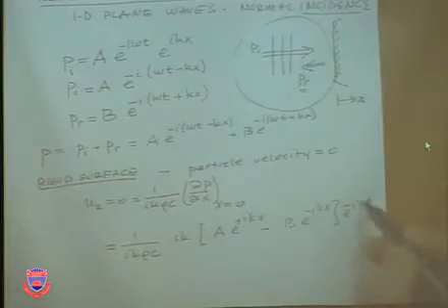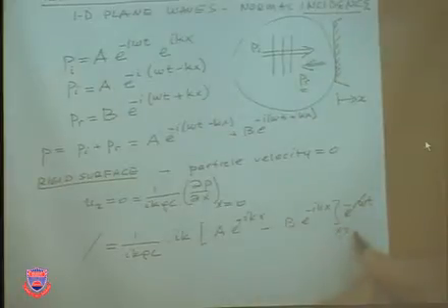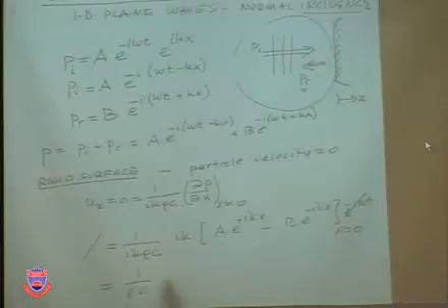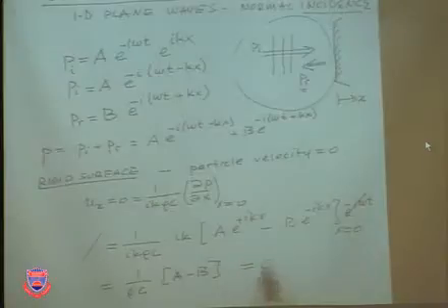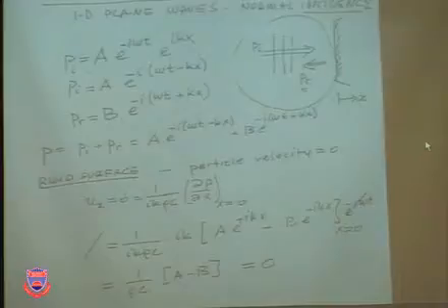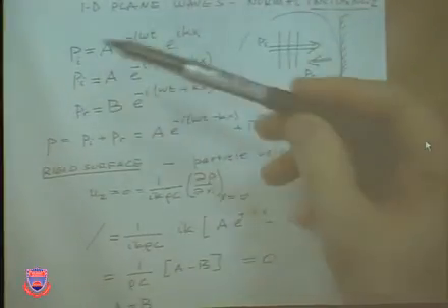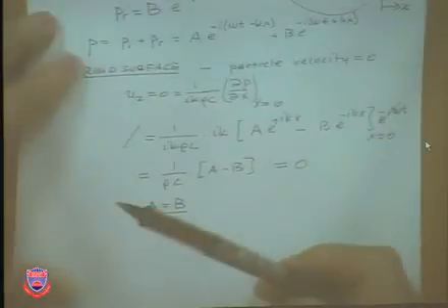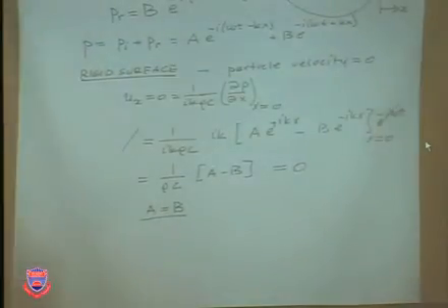Okay. This is common on both sides, and evaluate this at x equals 0. You have 1 over rho c times a minus b, because particle velocity at the surface is 0, and this then suggests that the amplitudes of incident and reflected waves are exactly the same.